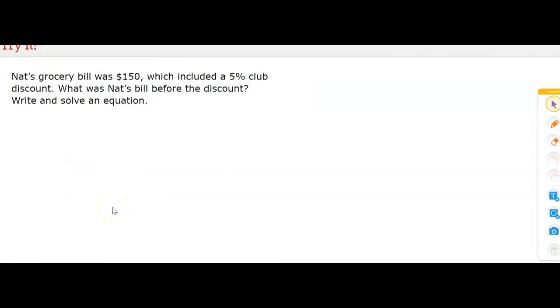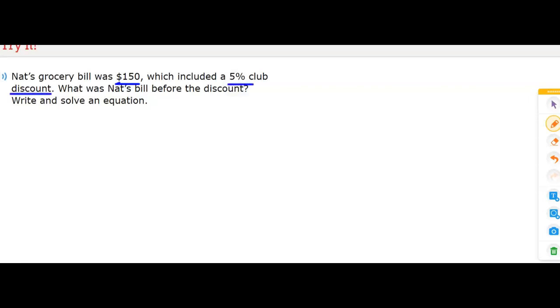Nat's grocery bill was $150, which included a 5% club discount. What was Nat's bill before the discount? Write and solve an equation. Okay, so let's look at the problem. Nat's grocery bill, $150. So that would be the total amount of his bill, everything he bought at the grocery store, which included a 5% club discount.